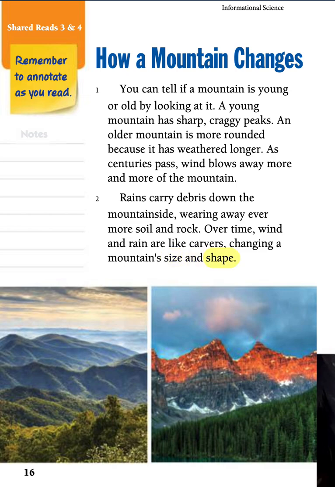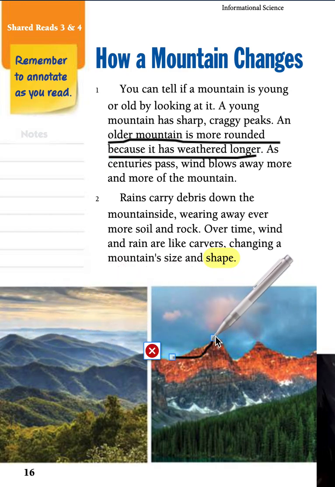Okay, so we can underline our key details here about how a mountain changes, and since our title is kind of like a question, we're going to look for the answer to that. So how does a mountain change? Well, an older mountain is more rounded because it has weathered longer, right? So it's going to change into more rounded peaks.